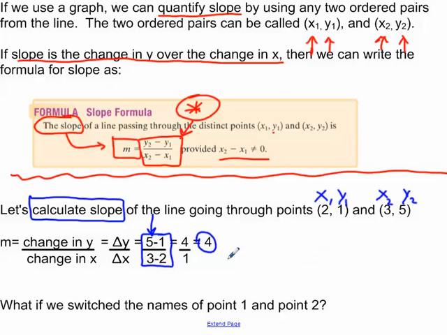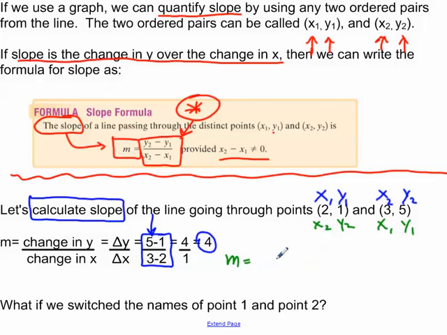Now what happens if we switch the names of point 1 and point 2? If I've got this one as my x1, y1, and this one as my x2, y2, I wonder if that would change anything, because we're flipping things around. But let's figure it out.